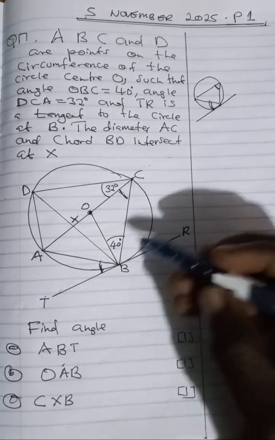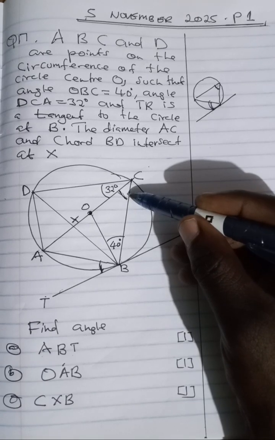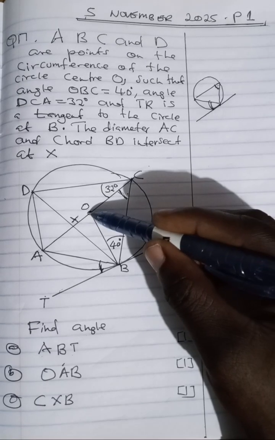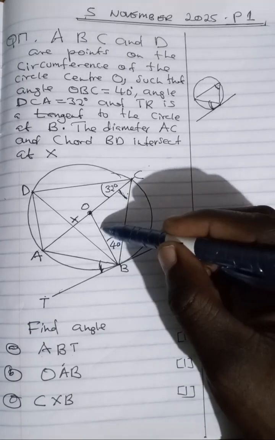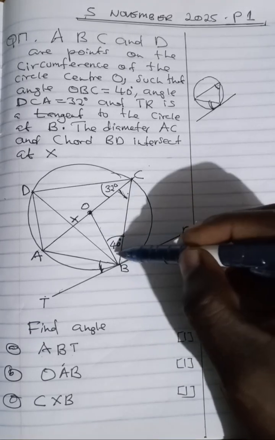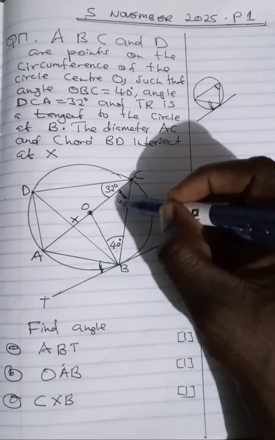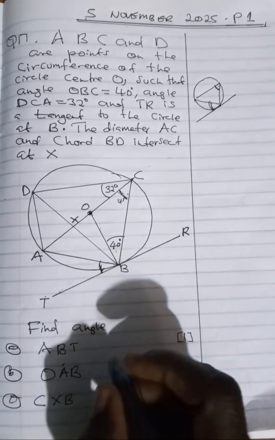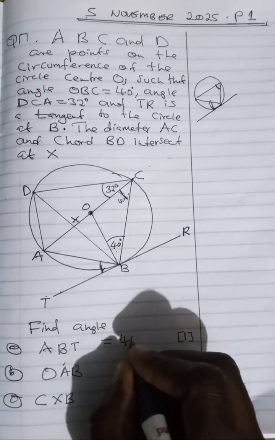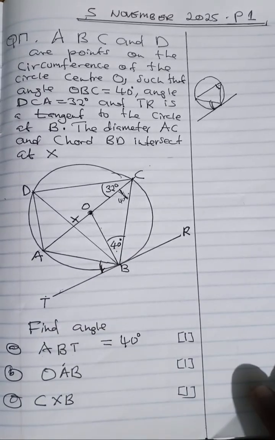So the easiest way is to know this angle. How can you find this angle? We know that this is a radius and that's a radius, meaning this is an isosceles triangle, meaning that the base angles are the same. Since here is 40, also here will be 40. So the angle here is 40 degrees, like that, without wasting time.